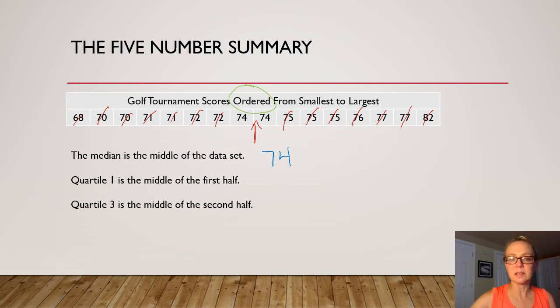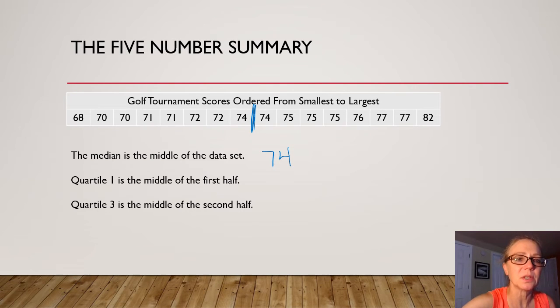Now quartile 1 is the middle of the first half. So I'm going to erase my markings on here, so I have a fresh table to work with. All right. So remember, here was the halfway mark right here. That was my median. That's my middle. Now we need to find the middle of the first half. So I'm going to do the same thing. Cross off, cross off, cross off, cross off, cross off, cross off. And the middle of the first half is between 71 and 71, so of course it's 71.